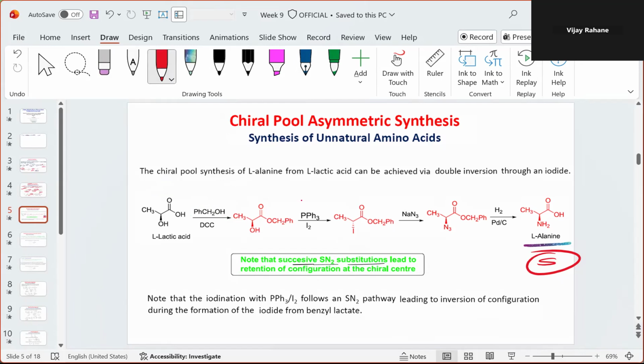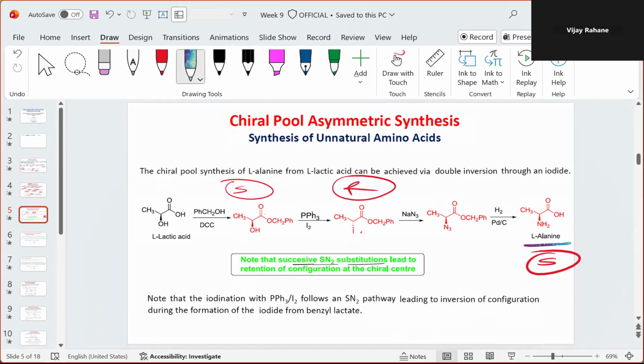Not necessarily R changes to S or S changes to R, because the R and S configuration is a relative configuration, right? So we cannot say directly how the compound changes. Let's say here, this is the S and the product changes to R. In this case, the starting material was S and the product is R. But this is not always the case.